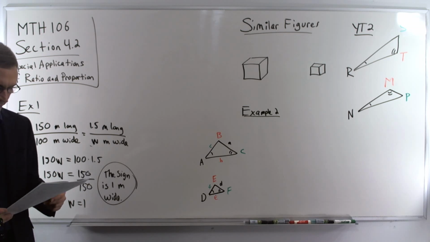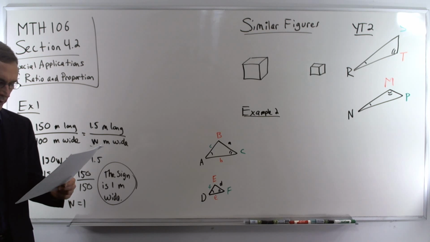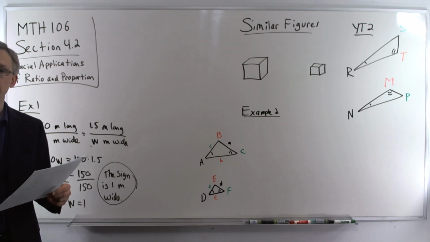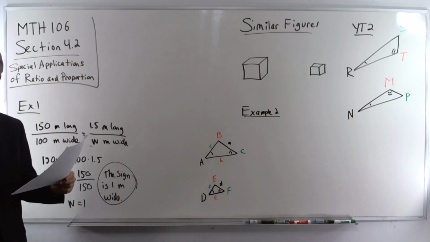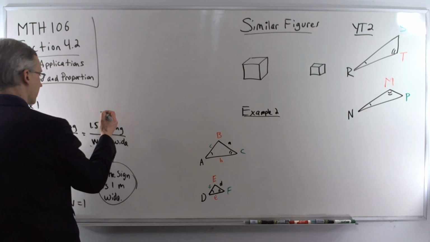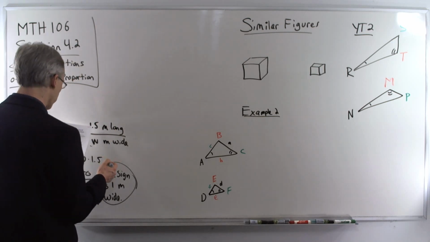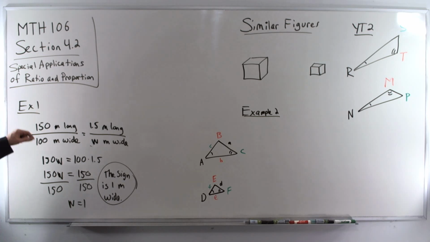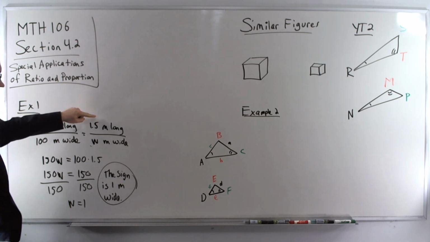Your turn, number one. A CAD drawing of a machine part is 6 inches wide and 8 inches long. The part is 20 inches long. How wide is the part, and what is the scale factor? Oh, I forgot the scale factor. Hang on. Okay, scale factor is the ratio of the size of the actual object to the size of the drawing.